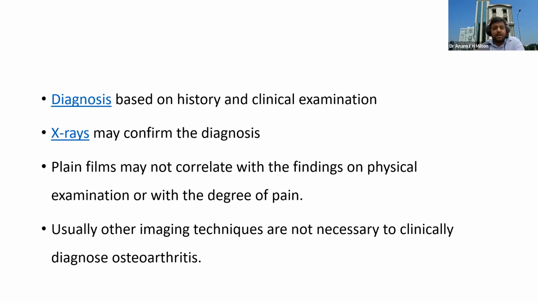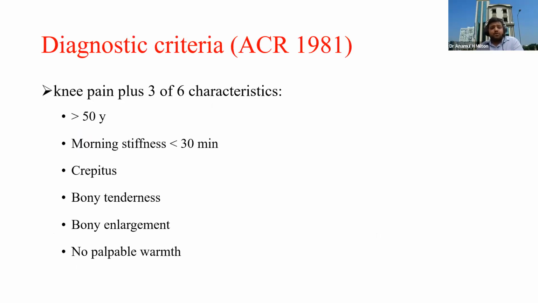So a lot of clues are actually given by the ultrasound when you suspect this kind of problem. Also, in case of knee pain, there is the ACR criteria, like the 1981 criteria: more than 50 years, morning stiffness less than 30 minutes, crepitus, bony tenderness, bony enlargement, and no palpable warmth. These criteria favor degenerative changes, not inflammatory changes.